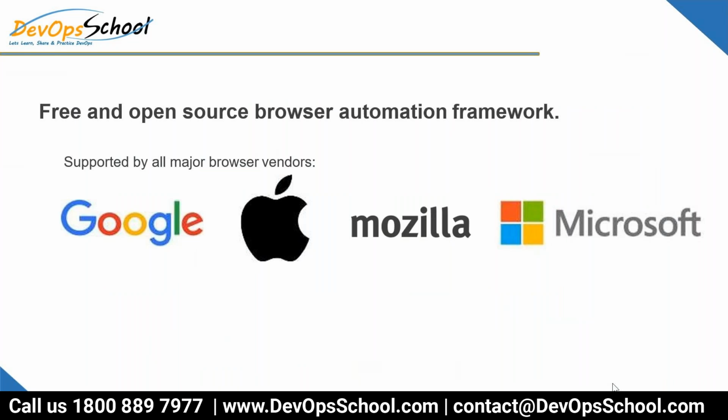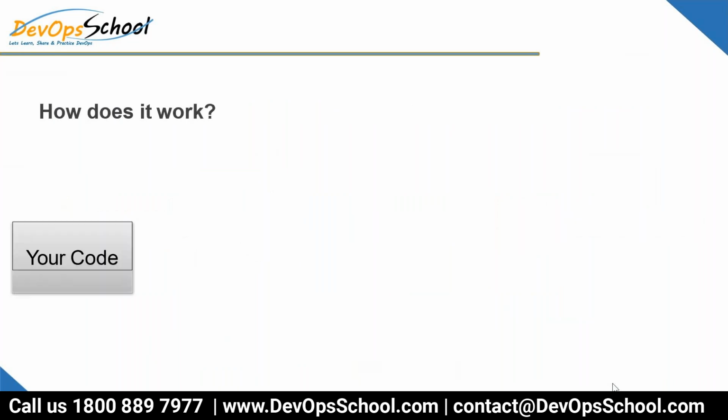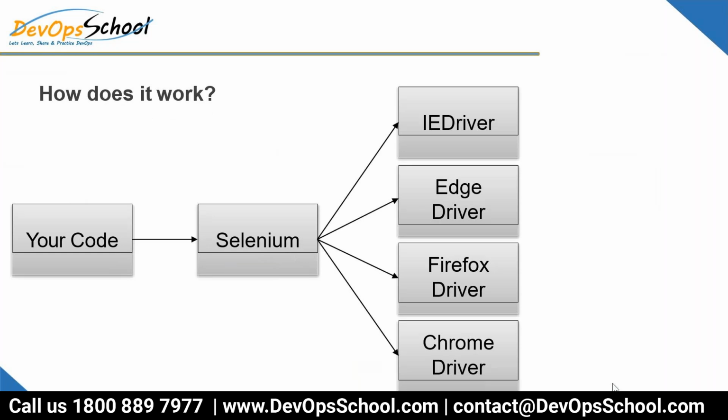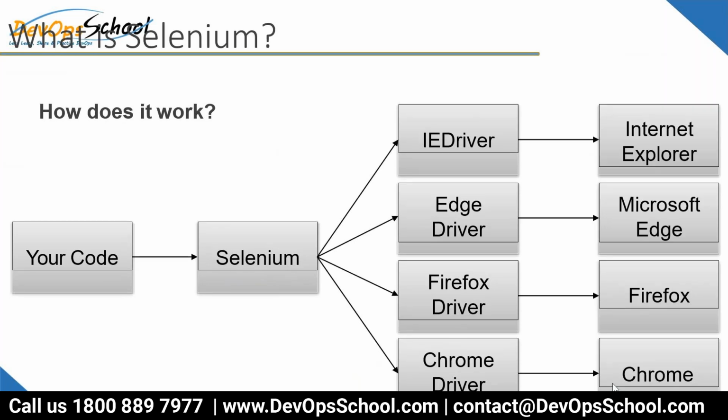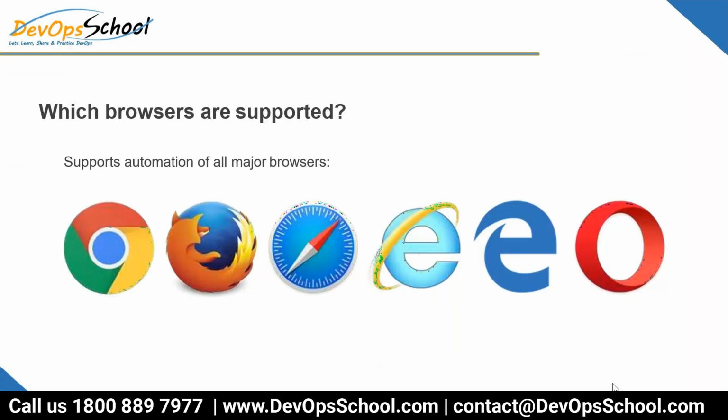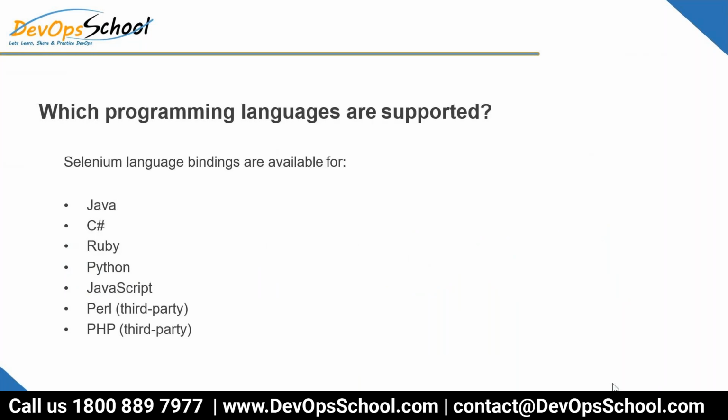Selenium supports all the browsers that are there. How does it work? We'll discuss this flow later. Right now, it supports all browsers. These are the languages supported by Selenium. That means if you are coding to automate the test cases, you can use Java, C++, C Sharp, Ruby, Python, JavaScript, Perl, PHP, and more. In this demo, I'll show you some Java code.